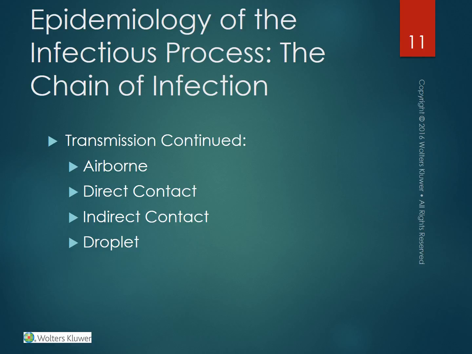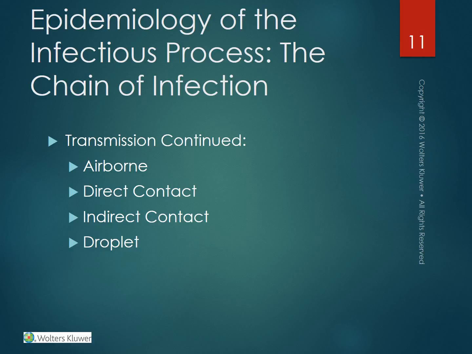MRSA, or methicillin-resistant Staph aureus, can be spread through indirect contact. For example, through a nurse's contaminated uniform that has not been washed or washed properly. MRSA can live up to a week on clothing after contact. This is just one example of ways of indirect contact and transmission of disease.